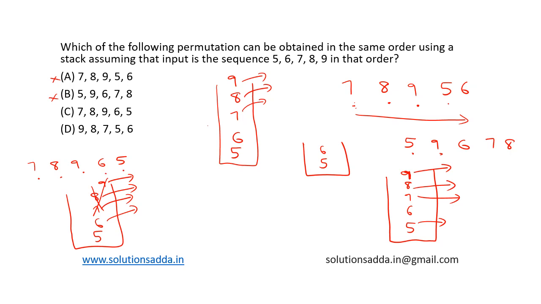The next element is 5. After popping 5, we get 5. So option C is a correct answer. Let's see option D also.